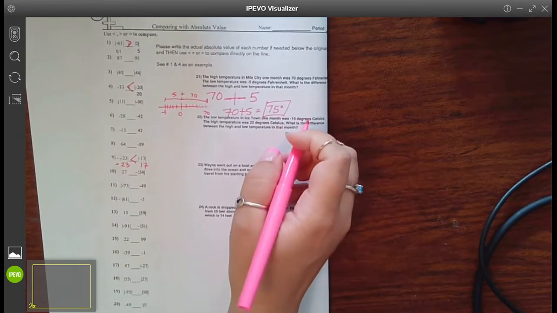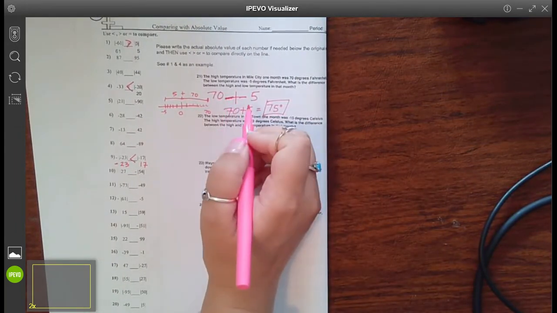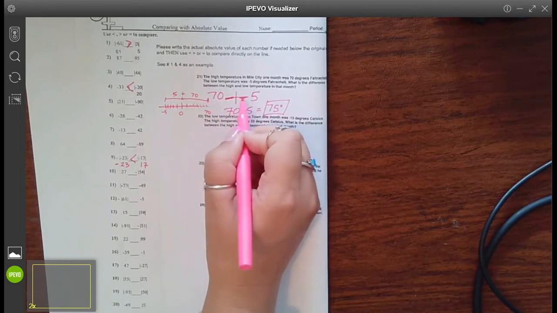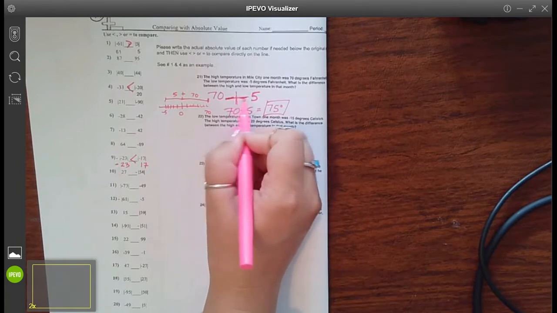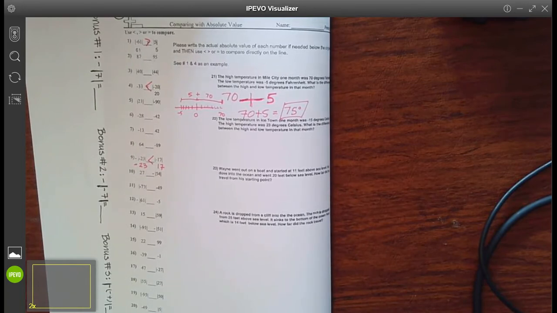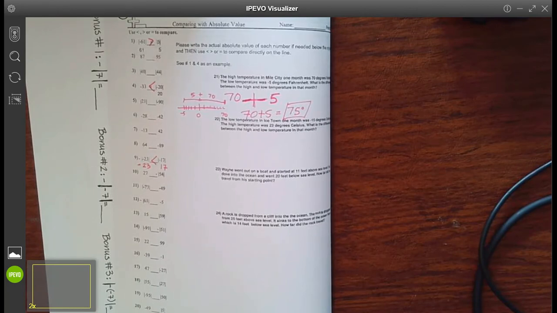But whenever you see the word difference, that means subtract, so I'd write a subtraction sign, and then put the bigger number, it was 70, minus the smaller number, which was negative 5, and you had two negatives next to each other, so I changed it to a giant plus, okay? Use that same type of logic for all the other problems, and my hint to you for the bottom ones, remember that below sea level is negative and above sea level is positive.